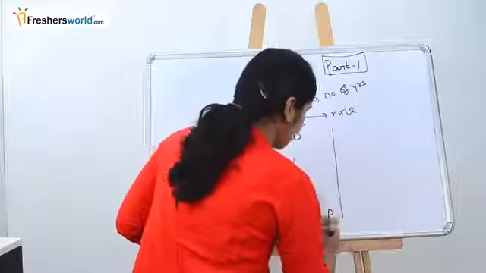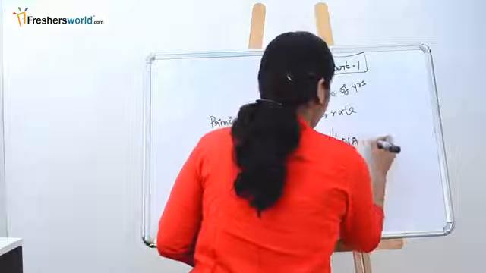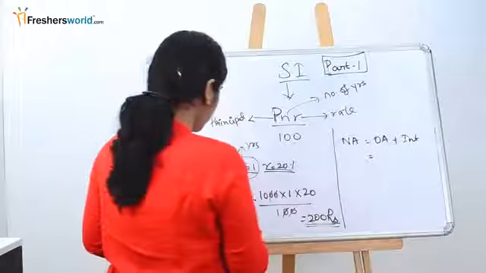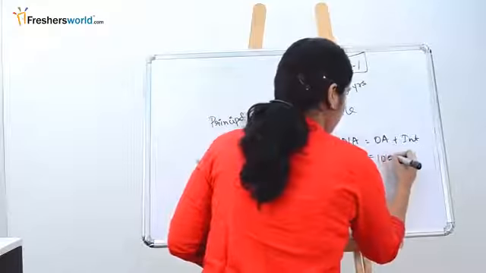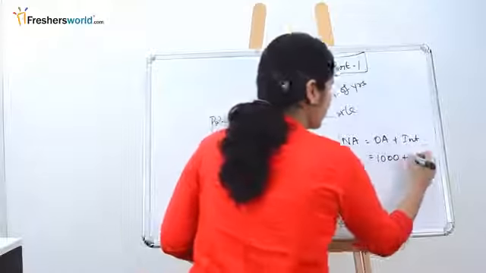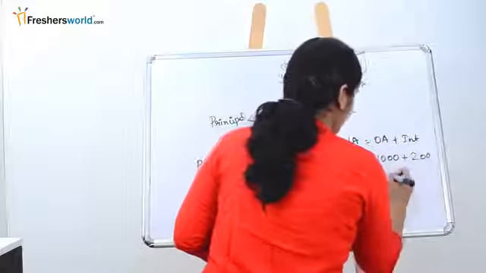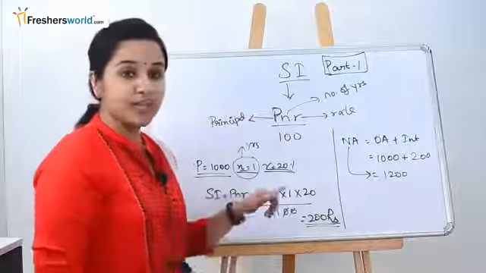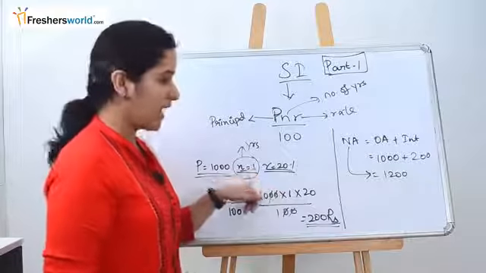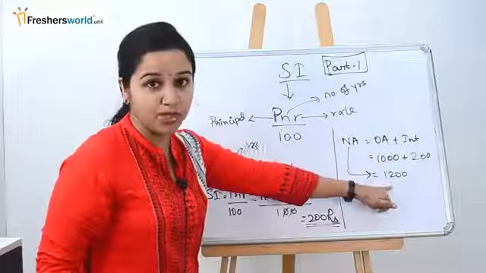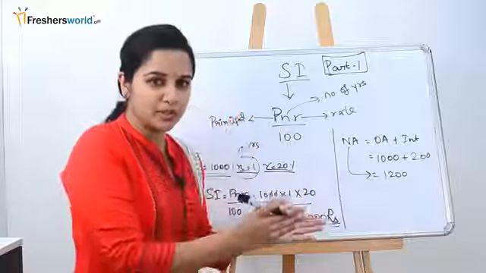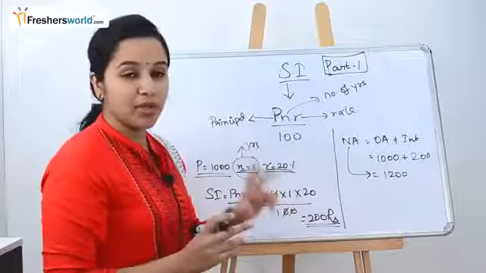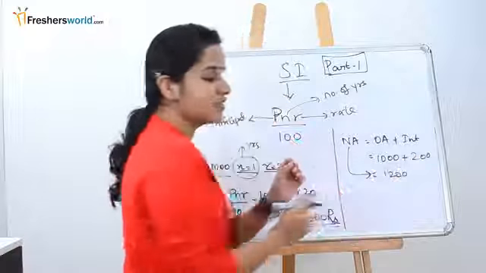Another thing is that new amount is equal to old amount plus interest. So the old amount is 1000 rupees, plus your interest of 200, so the new amount is 1200. So at the end of 1 year, you will have the amount as 1200. How do you get this? You initially put 1000 rupees in a bank, and at the end of 1 year you get an interest of 200 rupees. Together this is 1000 plus 200, which is 1200.